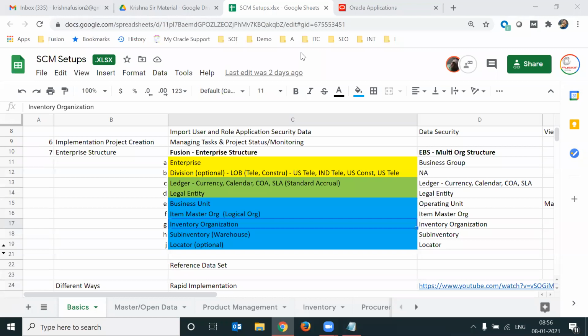And what is the difference between business unit and inventory organization then? What do you call them? We call it a site, Hyderabad site, Bangalore site, like that. Okay, so site is the business terminology and inventory organization is the application terminology. Clear, right? Yes. Okay, next question, please.